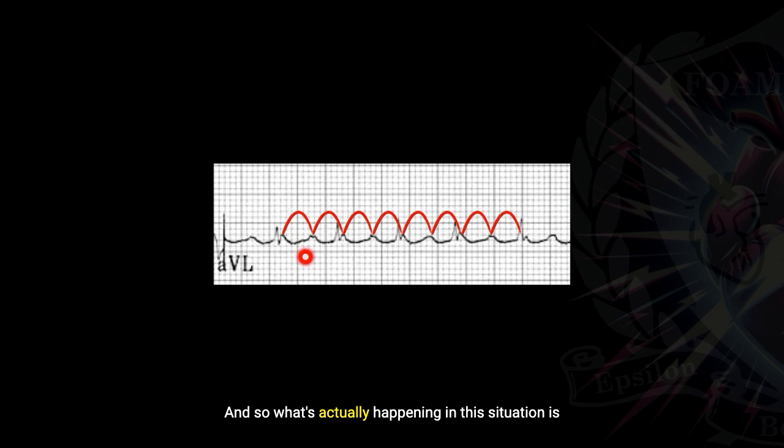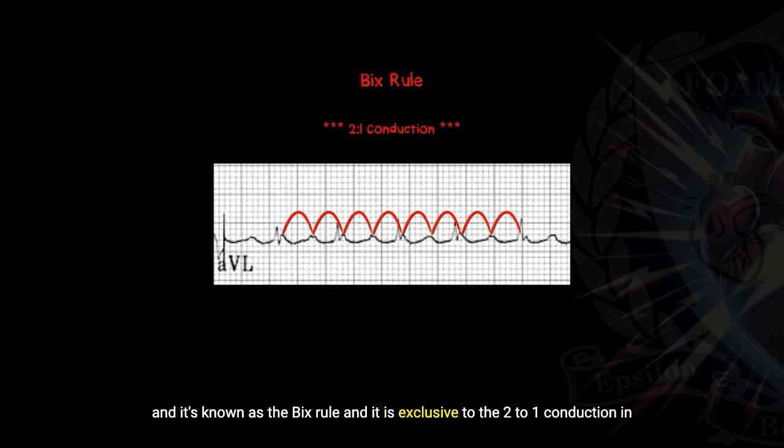And so what's actually happening in this situation is that you are getting buried P waves in the T waves. So the small blip behind the QRS complex is a P wave, and then you get a P wave buried in the T wave, a P wave buried in the T wave, and so on and so forth. And this lends itself to the atrial rate of 300 and then that ventricular rate of 150 that you commonly see. This phenomenon where the T waves are burying P waves actually has a name, and it's known as the Bix Rule, and it is exclusive to the 2-to-1 conduction in atrial flutter.